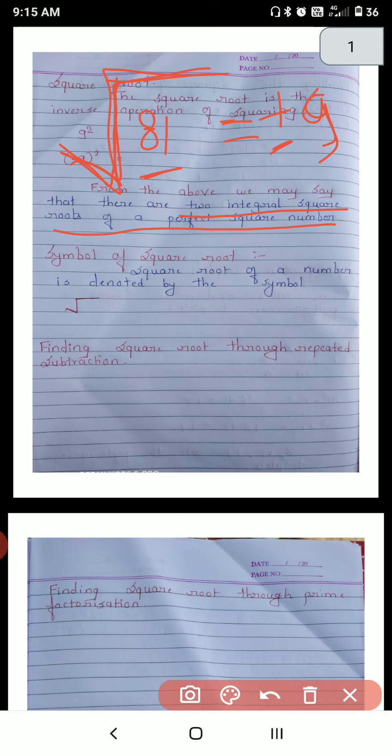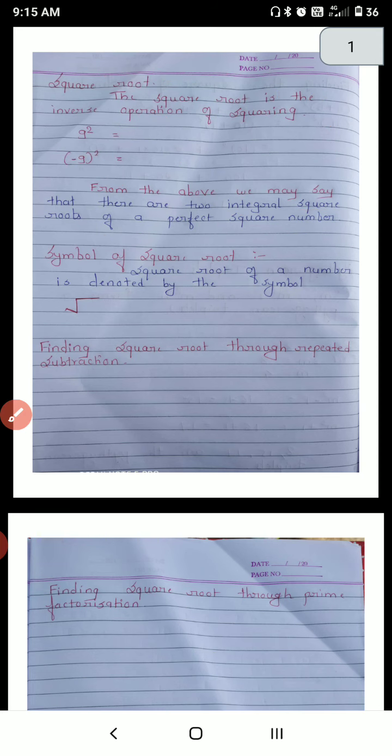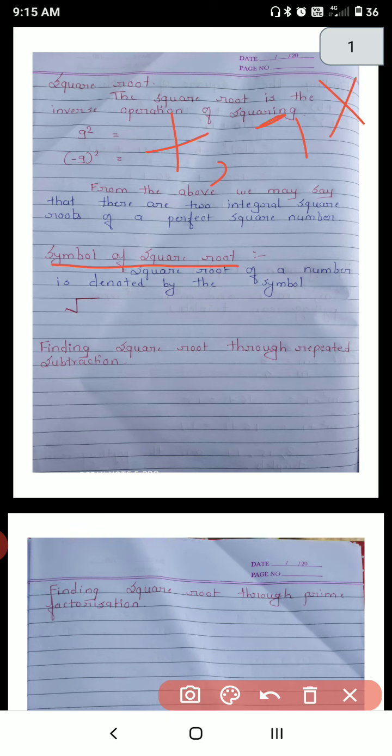Okay, understood? Now the symbol of a square root. Symbol means how we are going to represent it. Addition, we show like that, this is the sign of addition. Subtraction, like minus. Multiplication, cross, right? So which symbol are we using for a square root? Here I made it, this is the symbol of a square root. Okay, square root symbol. Clear, beta?